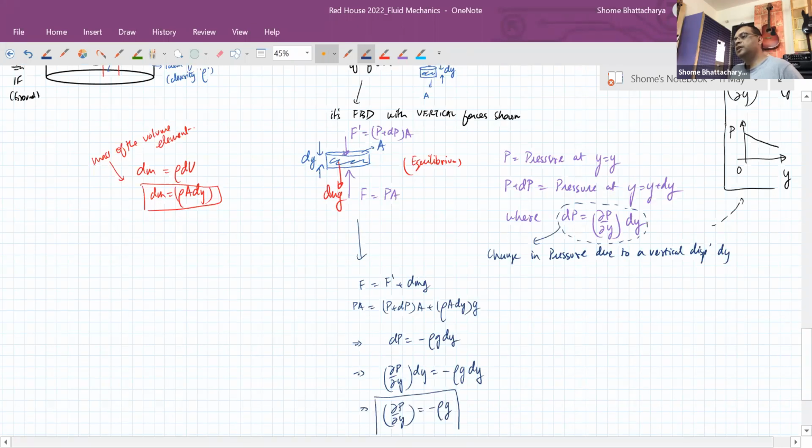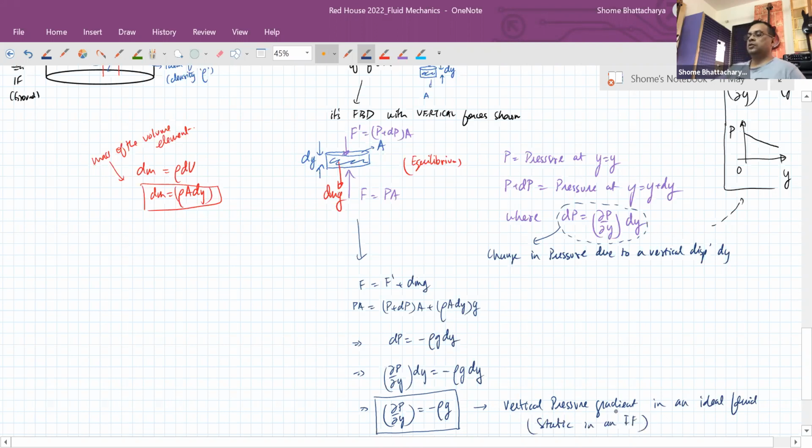So this is one part of our derivation, and this is the significant part. This is the vertical pressure gradient in an ideal fluid, static in an inertial field. So this is like a universal law from this point for us.